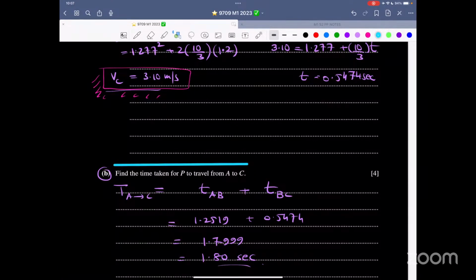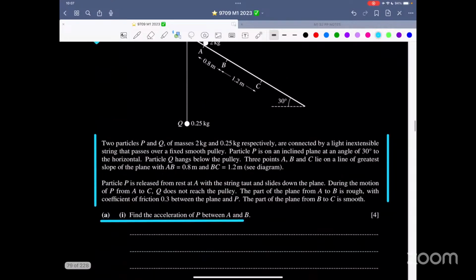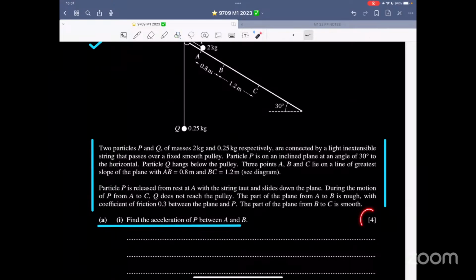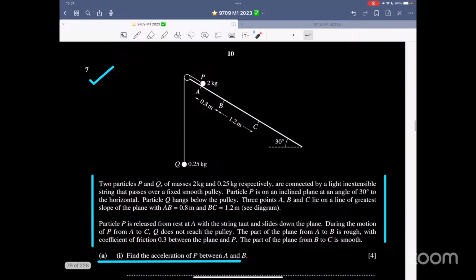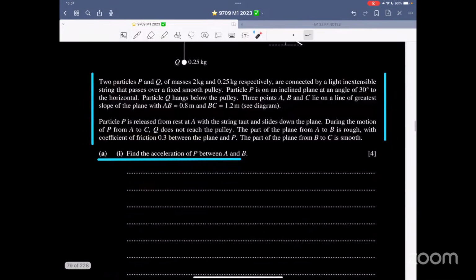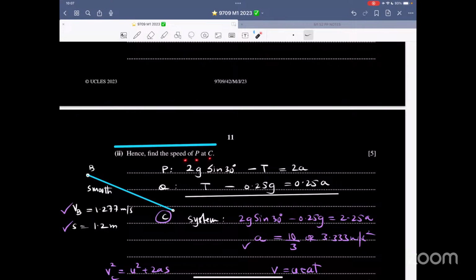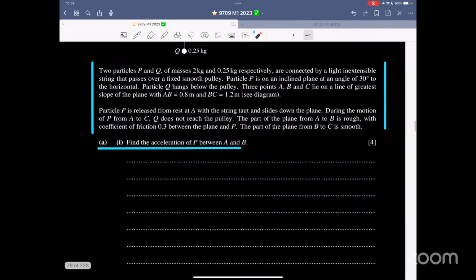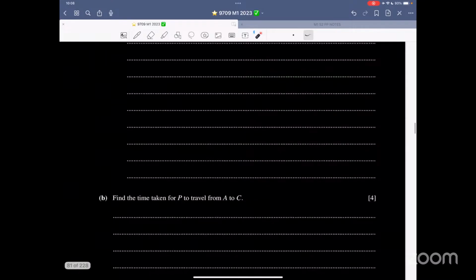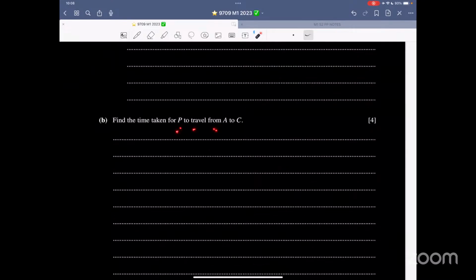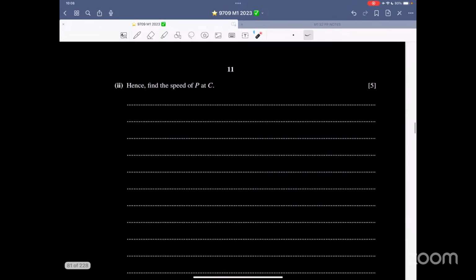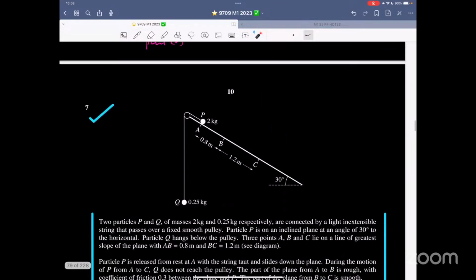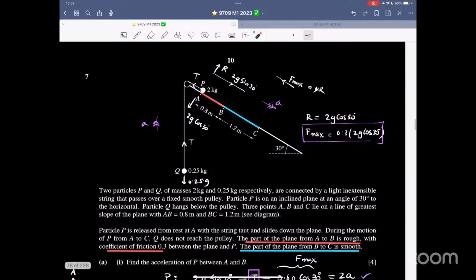So now let's move on. After we have read this, they're asking for acceleration between A and B for 4 marks. That is the first part. Keep in mind, AB is rough. And then they're asking, hence find the speed of P at C. Once the particle is over here, what is happening in this portion? We have to think about it. And then it says, find the time taken for P to travel from A to C. That's 5 marks. So 4 marks plus 5 marks is 9, and 9 plus 4 is 13 marks altogether. So now let's look at the working.